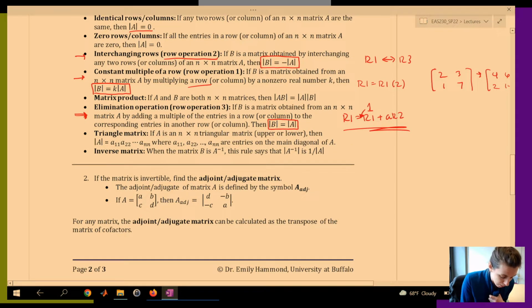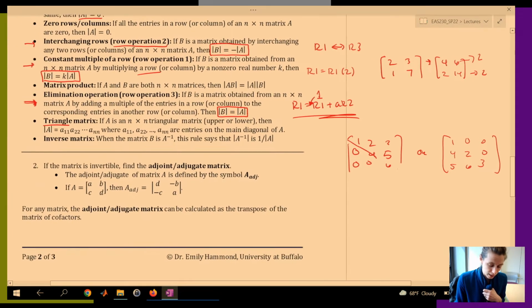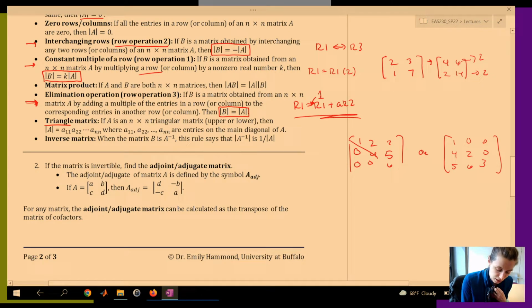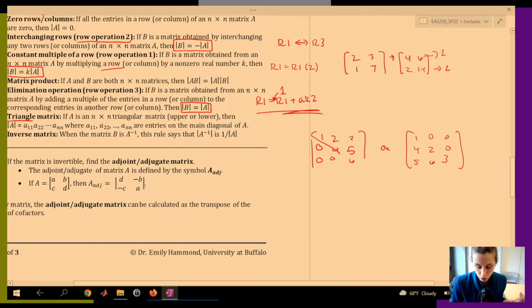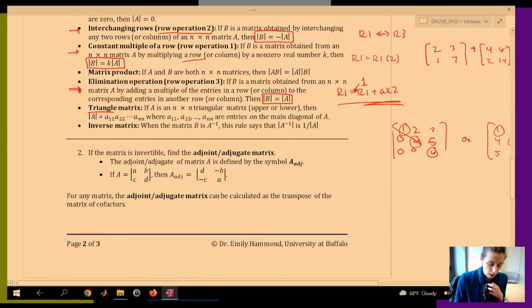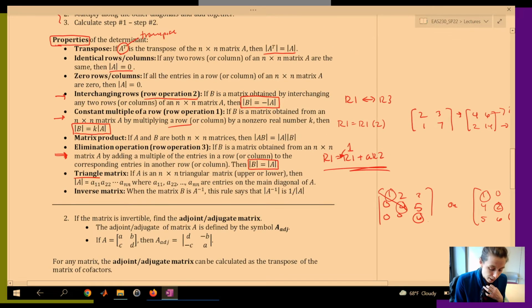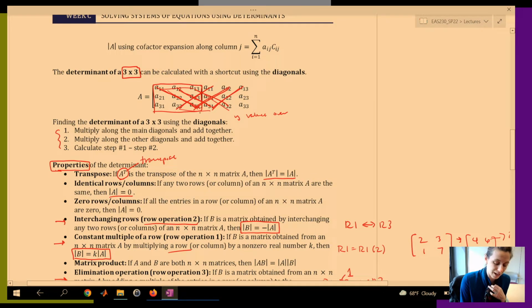For triangle matrices, these are really nice. These are the ones where we have essentially a lower triangle of zeros, or an upper triangle of zeros. But these ones are really nice because the determinant is just the elements of your diagonal multiplied by each other. So here it would be 1 times 4 times 6. Here it would be 1 times 2 times 3. So these ones are really nice to work with. So if we can go ahead and somehow get to a triangle matrix, the determinant's really easy to calculate. And that makes sense if you look at the determinant here, or if you look at the diagonal method as well.